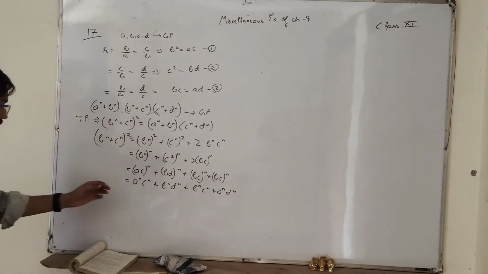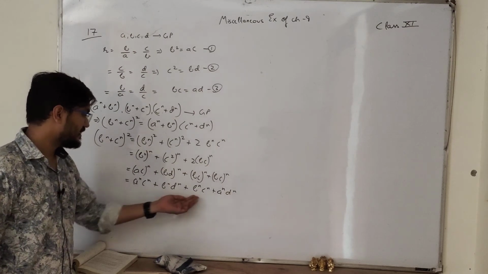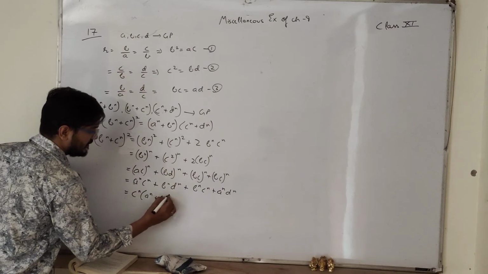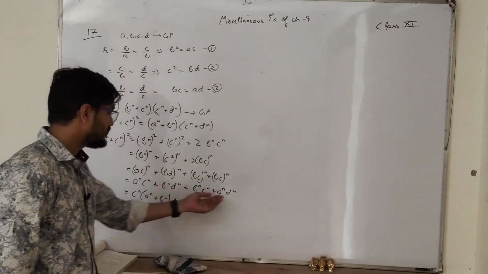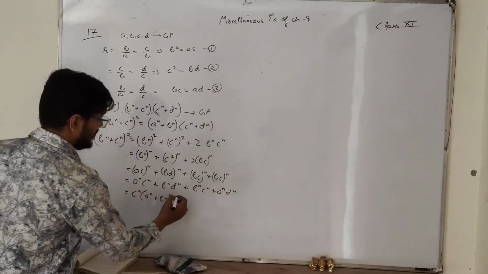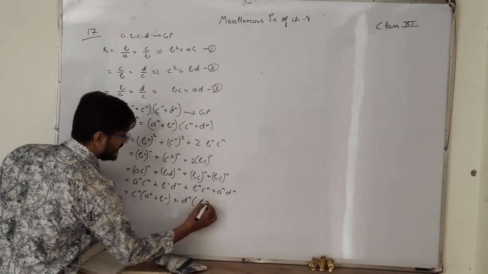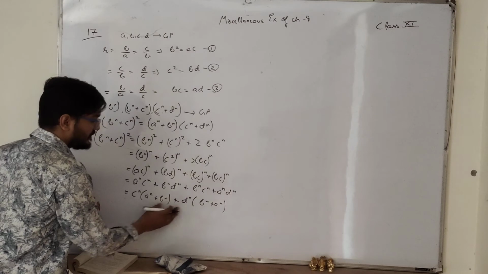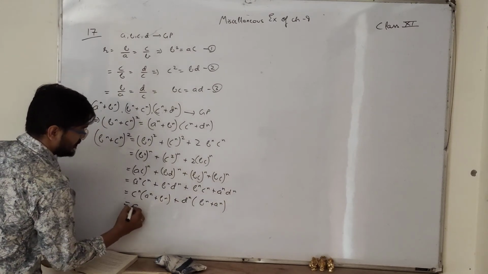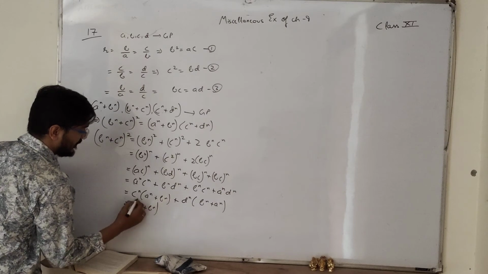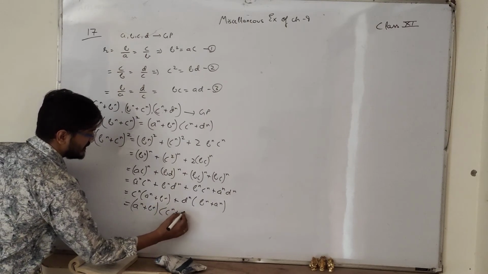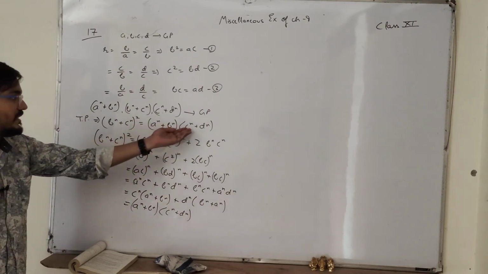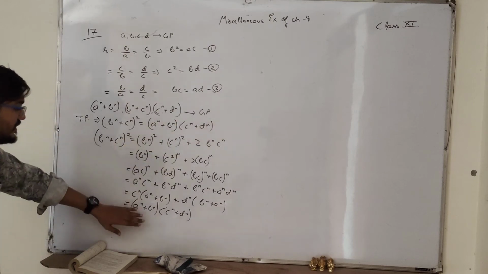Simple. Now from these two terms we can take c raised to the power n common, so a raised to the power n plus b raised to the power n. Now from these two terms we can take d raised to the power n common, b raised to the power n plus a raised to the power n, right? Now a raised to the power n plus b raised to the power n we can take common throughout. What do we have? C raised to the power n plus d raised to the power n remaining, right? So this is what we have to prove here, a raised to the power n plus b raised to the power n multiplied by c raised to the power n plus d raised to the power n. So this is what we have to prove.